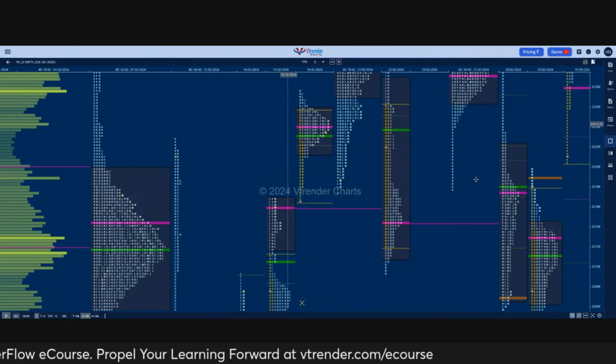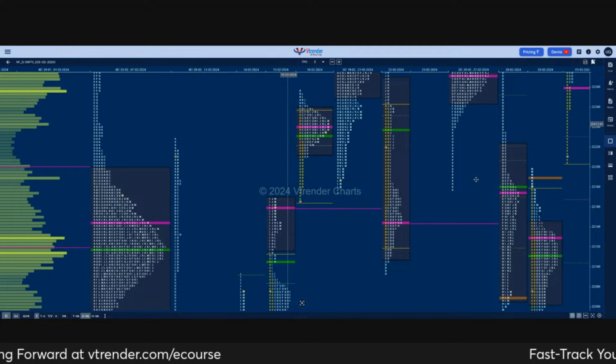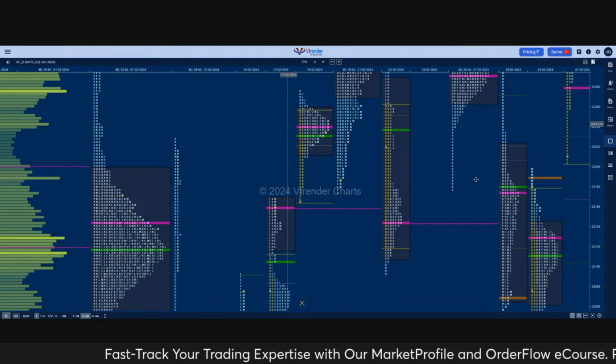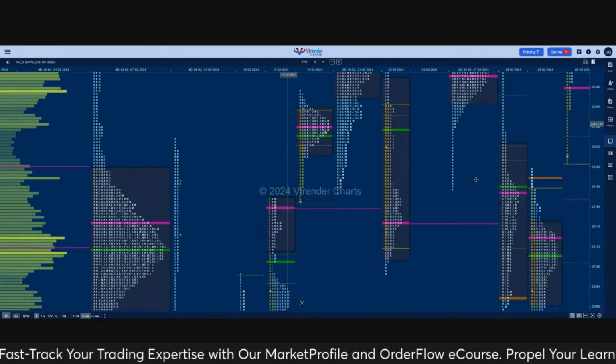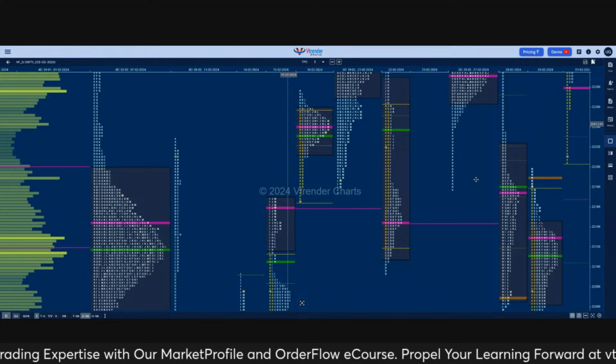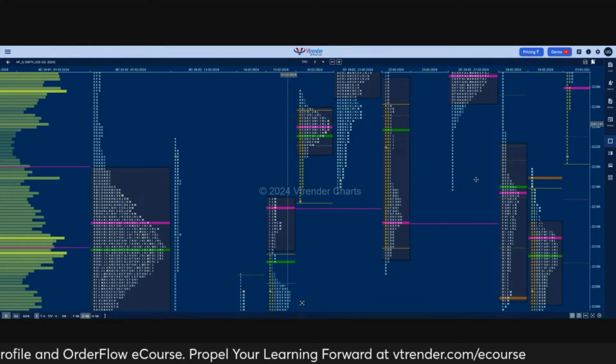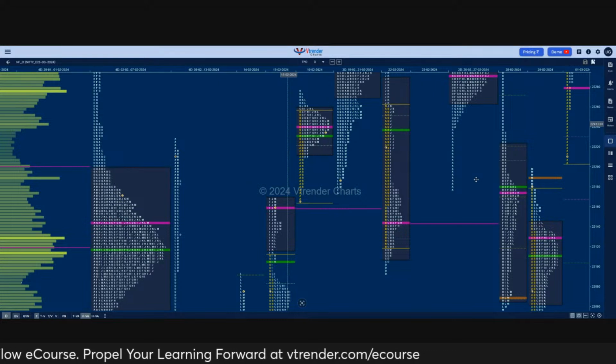So how do we calculate if they're doing a good effort or not? One is the time it stays outside the initial balance. If it is not able to stay outside the initial balance for more than 30 minutes, then the seller or the buyer who has pushed the auction out of the IB is not doing a good job. And plus, it has to extend at least to the 2 IB mark and the 3 IB mark.